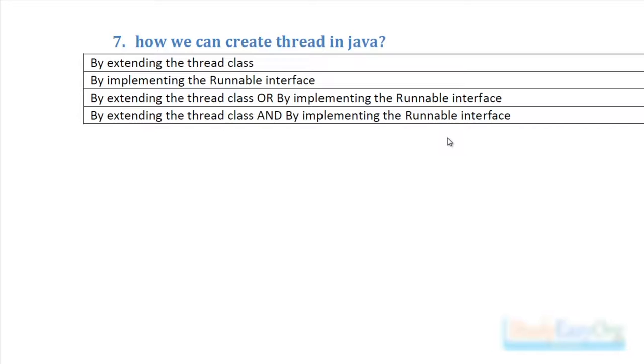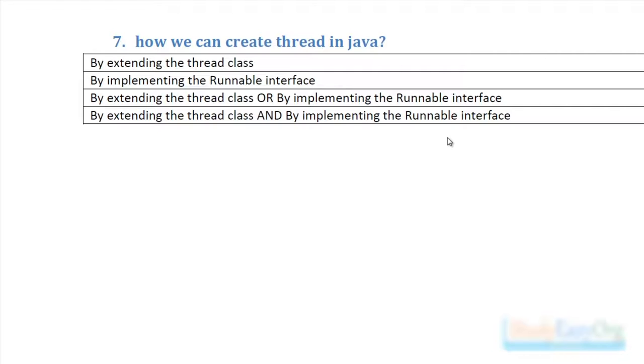The first option is by extending the thread class. The second option is by implementing the runnable interface. The third option is by extending the thread class or by implementing the runnable interface. And the final option is by extending the thread class and by implementing the runnable interface.